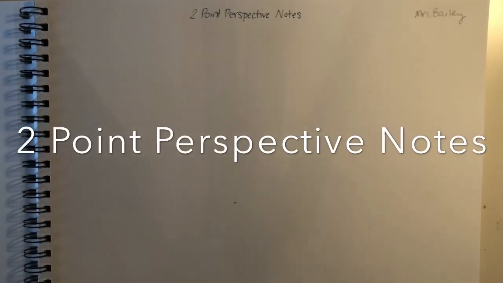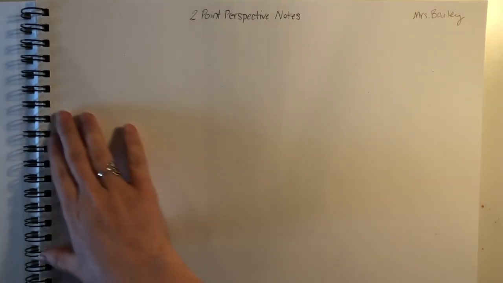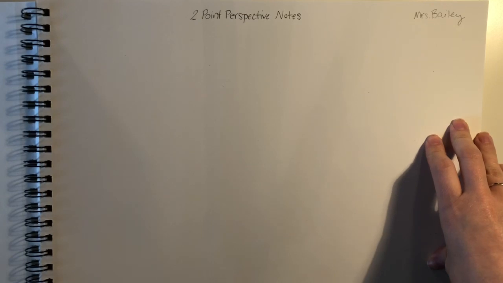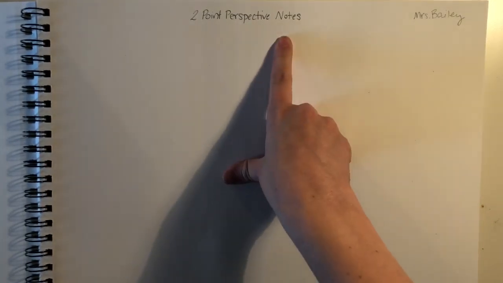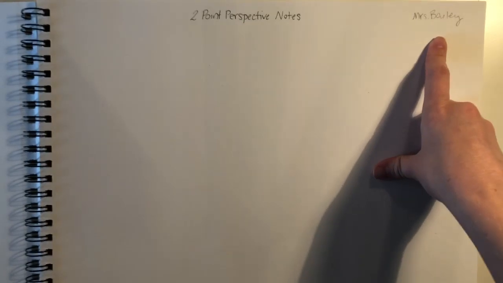So today we're going to start in with our 2-point perspective. If you would, turn in your sketchbook to a new blank page with your page turned horizontally, and at the top label it 2-point perspective notes and put your name in the top right hand corner.